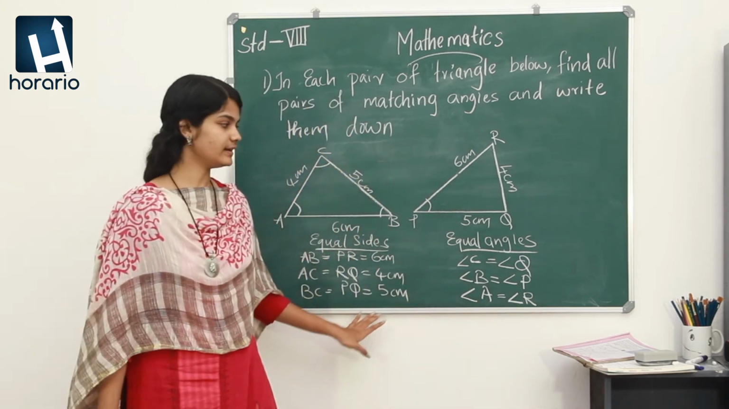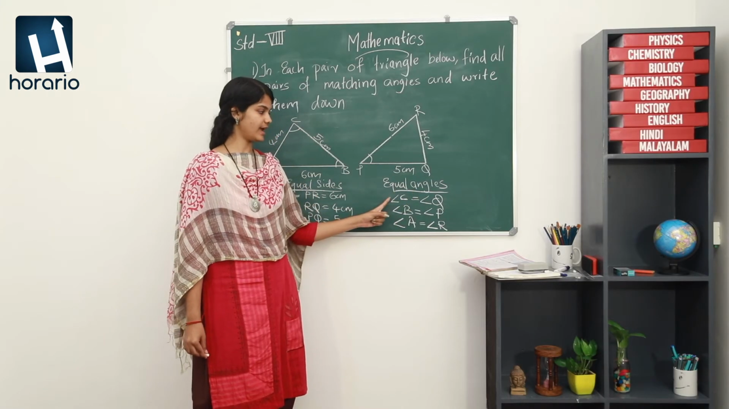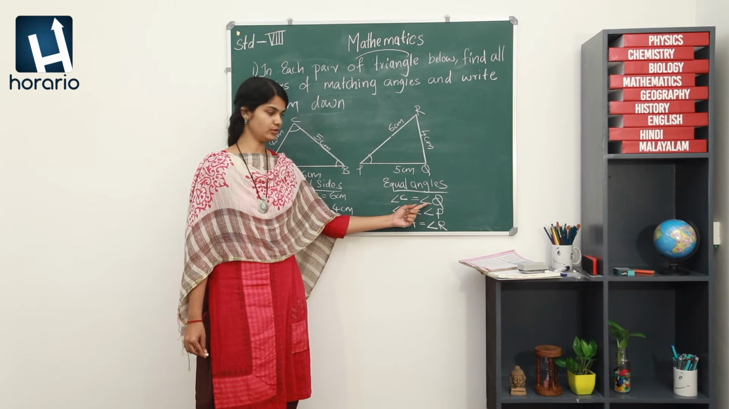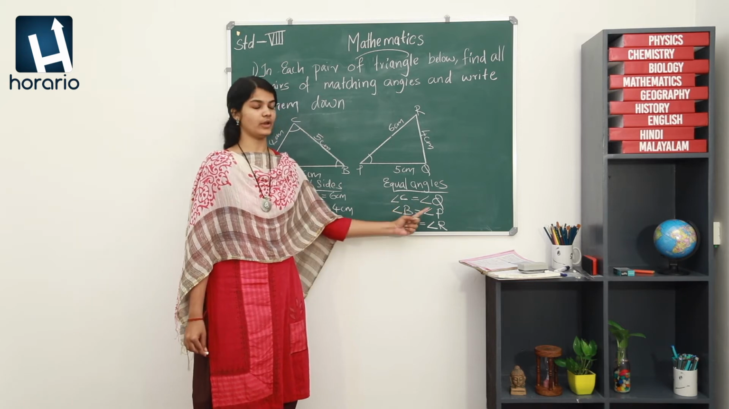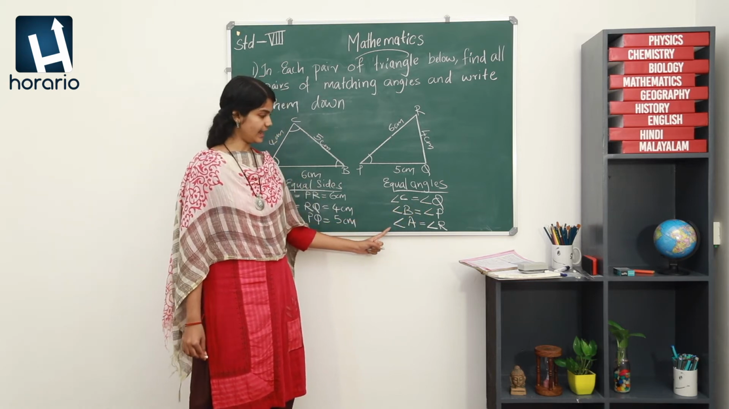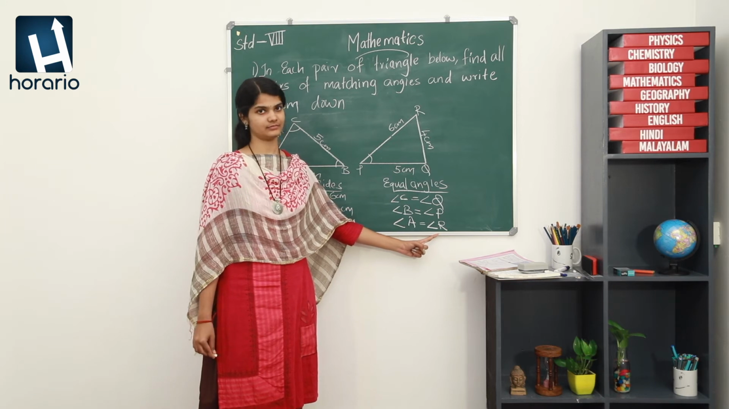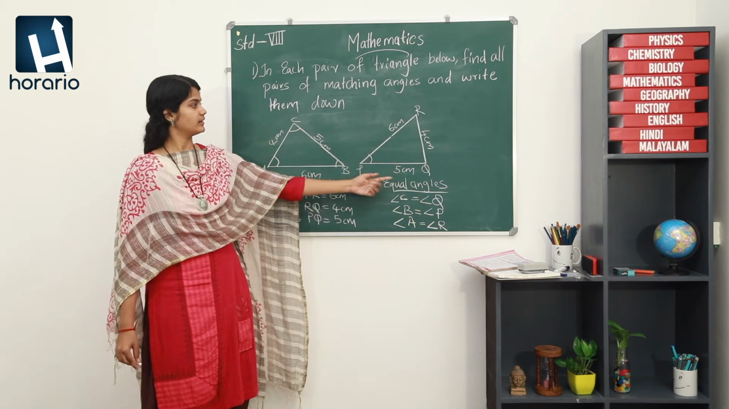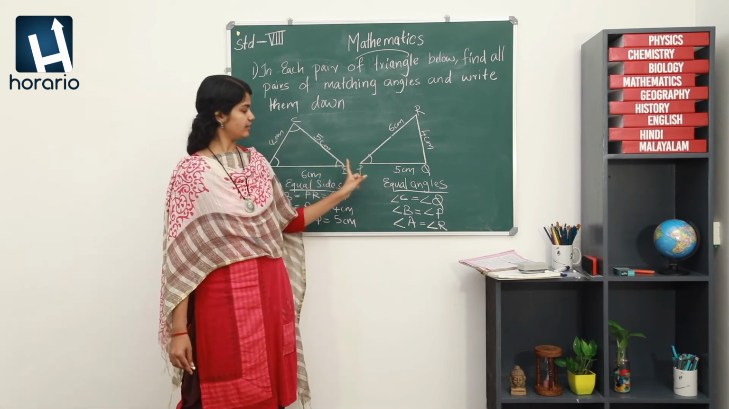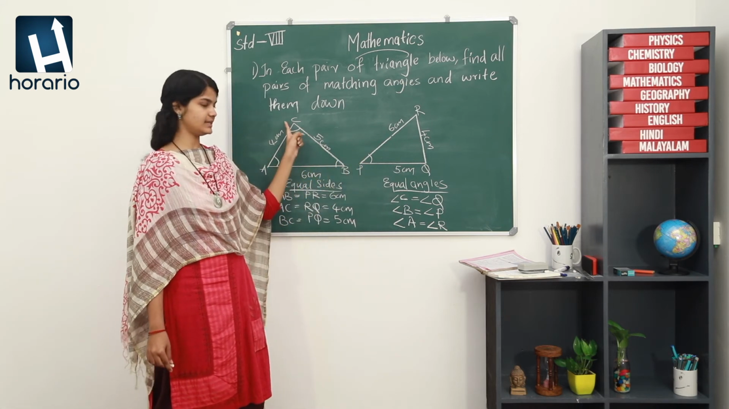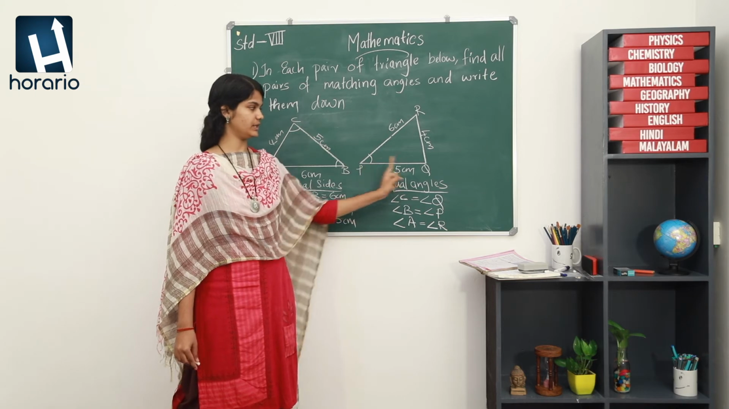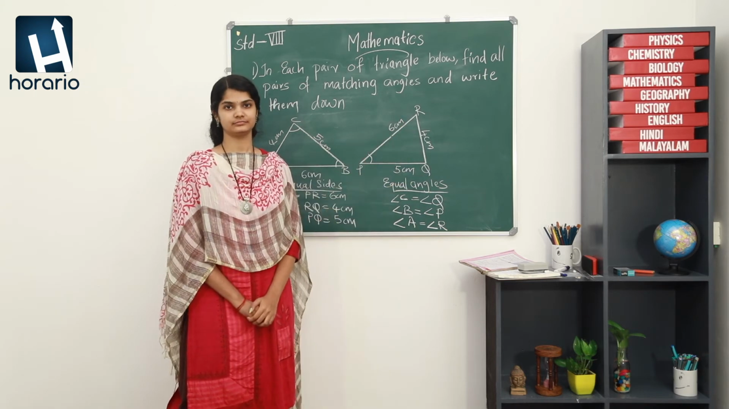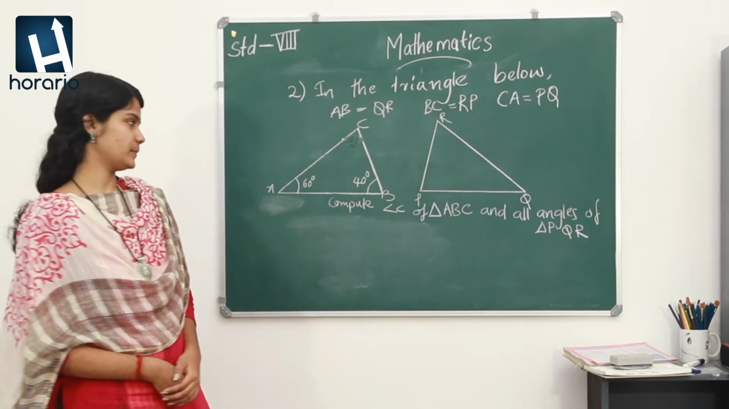We can say that equal angles are angle C equal to angle Q, angle B equal to angle P and angle A equal to angle R. So, we have found out the equal angles of triangle ABC and triangle PQR. So, let us move on to another problem.